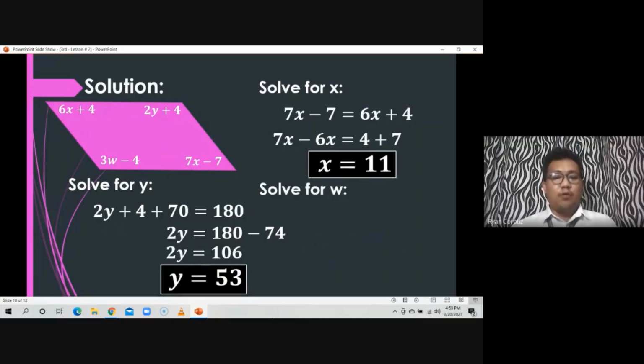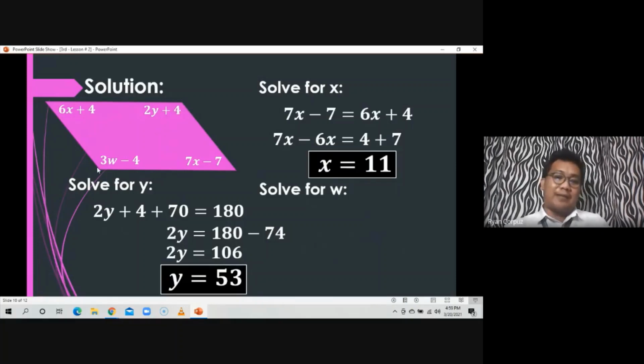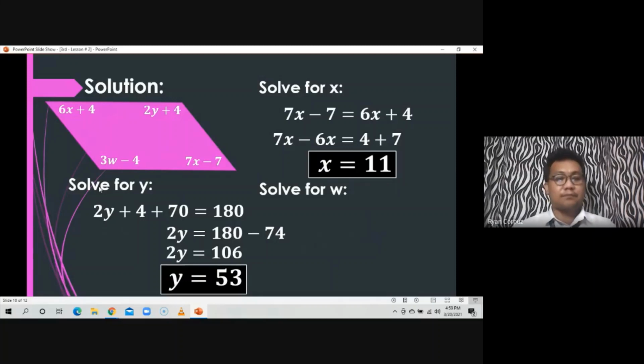So for W, since we know na kung 53 yung Y, alam na din natin na ito ay 110. Tama, di ba? Magiging 110 dapat. 2 times 53 is 106 plus 4, that would be 110. Kung 110 yun, dapat 110 din to. Because they are opposite angles of a parallelogram. So, according to the property, any two opposite angles in a parallelogram are congruent. So, they are equal.